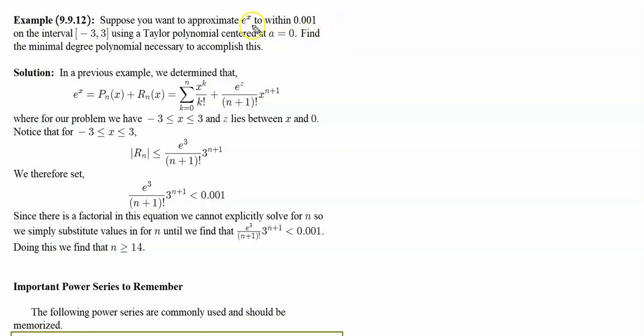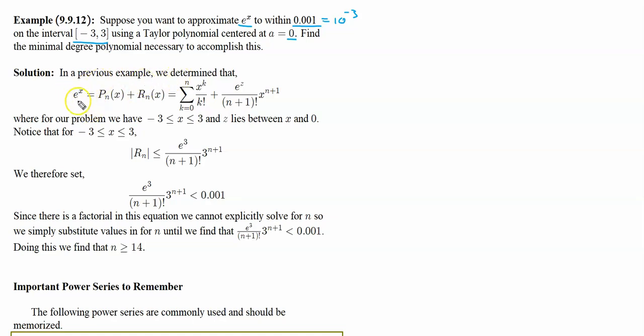Now in this example, we want to approximate the exponential function e to the x to within 0.001, again that's 10 to the negative third, over the interval from negative 3 to 3 using a Taylor polynomial centered at 0. Let's find the necessary degree for that Taylor polynomial to accomplish this. So once again, we have to analyze that remainder term.